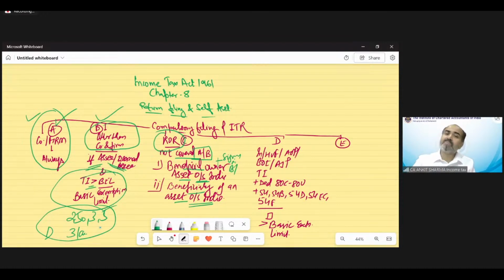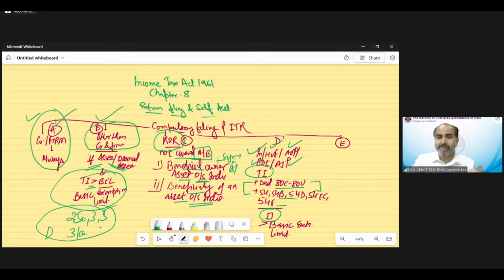Then we have point D, which says if you are an individual, HUF, AOP, BOI, AJP, and your total income before deducting deductions under section 80C to 80U, and before providing the capital gain exemption, because your total income will be after deducting these two things.